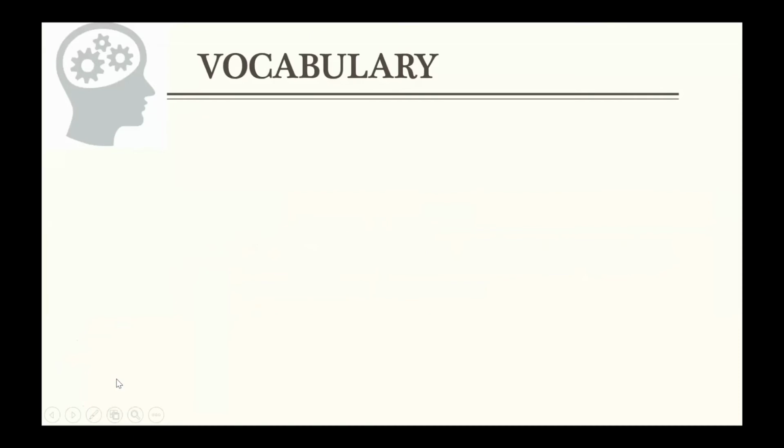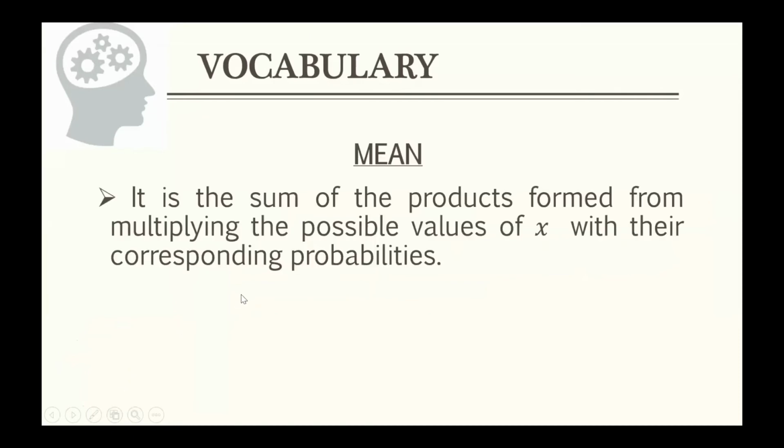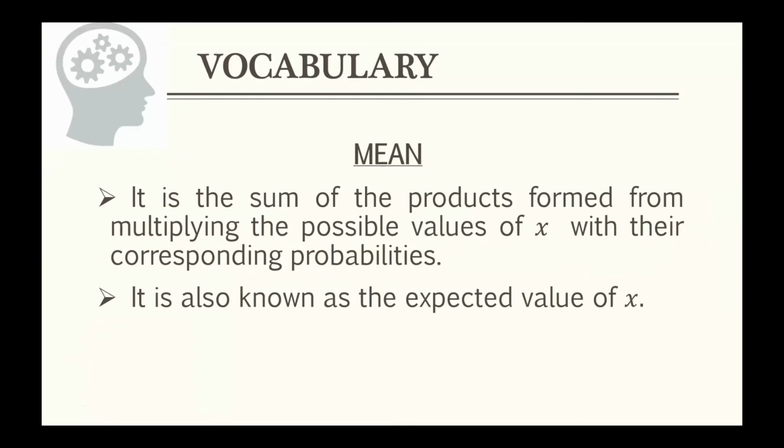In this lesson, we're going to define mean in a probability distribution. Mean is the sum of the products formed from multiplying the possible values of x with their corresponding probabilities. It is also known as the expected value of x, or in other references, the average value of all the outcomes. The symbol for the mean is mu. Mean is considered as the center of the random variable's probability distribution.